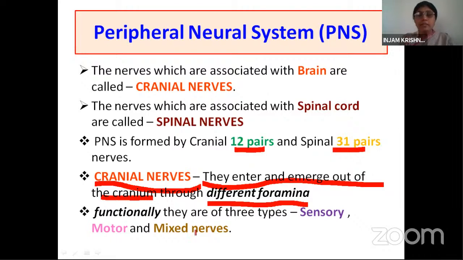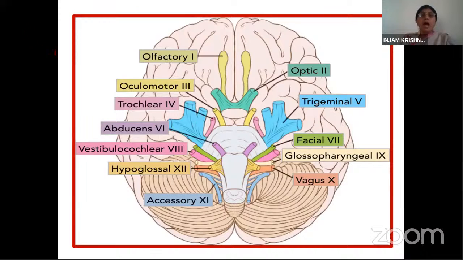Cranial nerves are functionally sensory, motor and mixed nerves. How many do we have? 12 pairs, not 12. Don't get confused. Generally in your examinations you write just cranial nerves 12, but they are 12 pairs because we have 2 halves: cerebral hemispheres and cerebellar hemispheres, and even the spinal cord has 2 halves. That's why all the nerves are paired. So these are the 12 pairs.